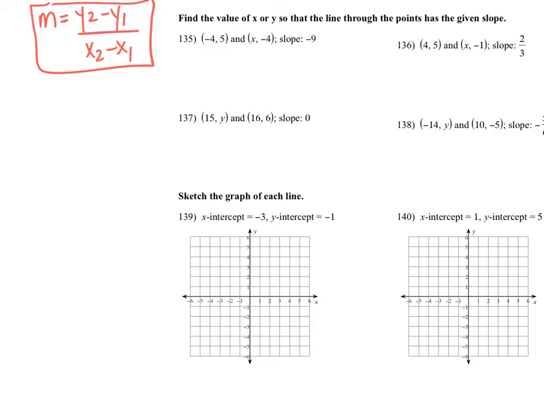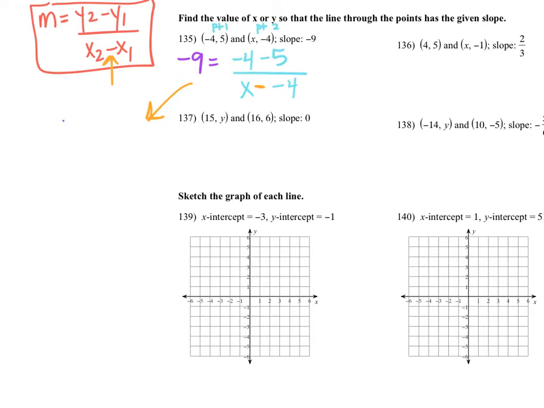Okay, so I'm just going to plug in what I know. So I'm going to say negative 9 equals, and then you get to choose which one is your point 1 and point 2. So I'm going to make this point 1, and I'm going to make this point 2. So if I do that, then my y2 is going to be negative 4 minus my y1, which is 5, over my x2, which is x, minus my x1, which is a negative 4. Now, don't forget there is a negative in my equation, okay? Don't forget. So 2 negatives make a positive. So I'm going to bring this down over here.